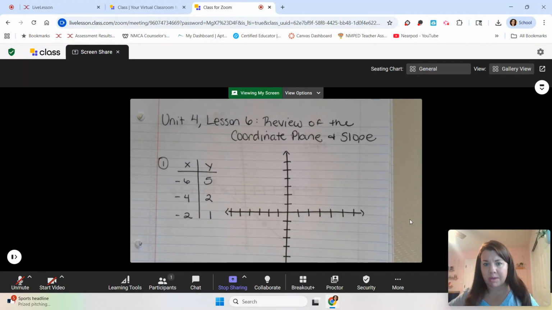I didn't have any graph paper on me, so I drew some graphs. Hopefully I'll at least get the point across. The ones in your lesson actually show it using better graph paper, so just keep that in mind.